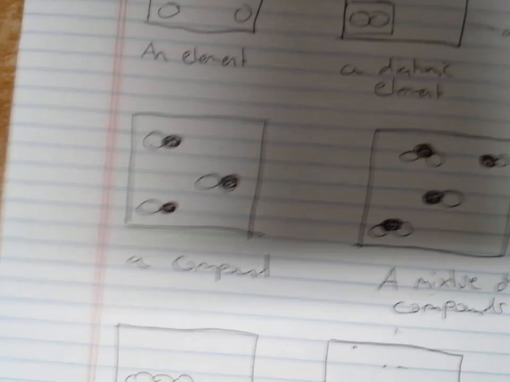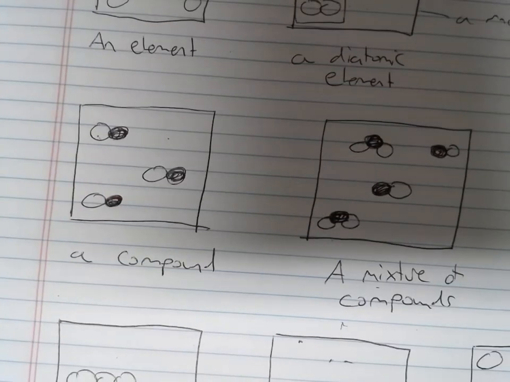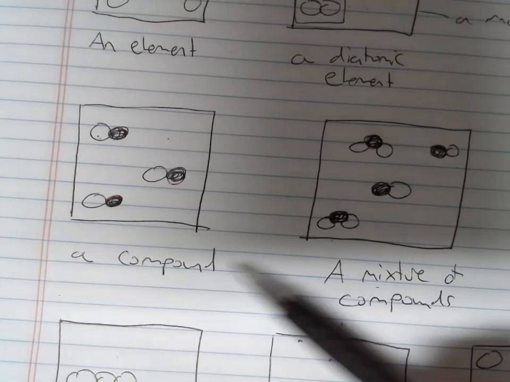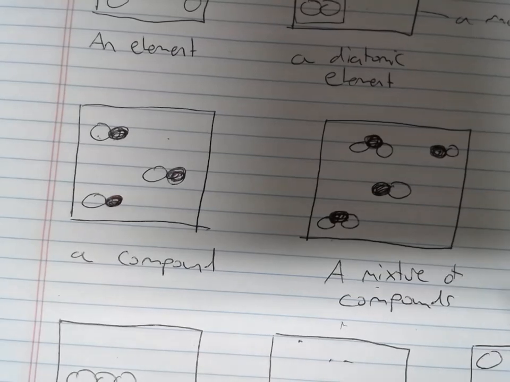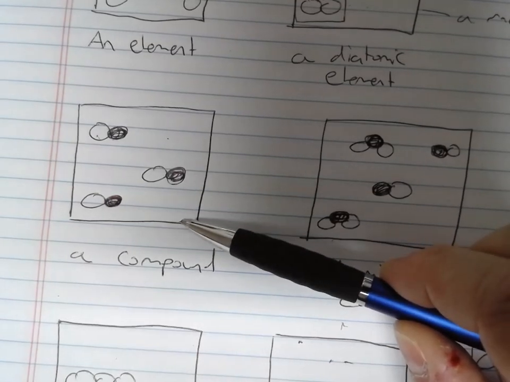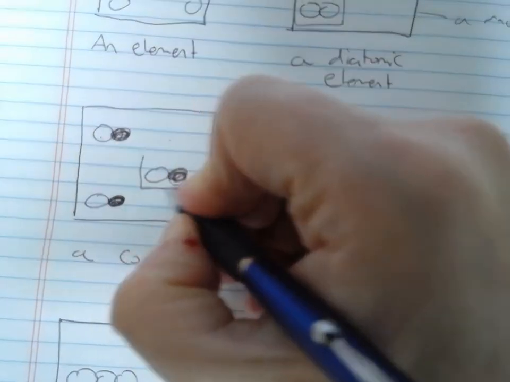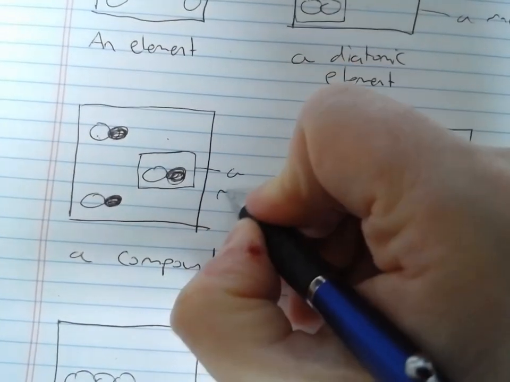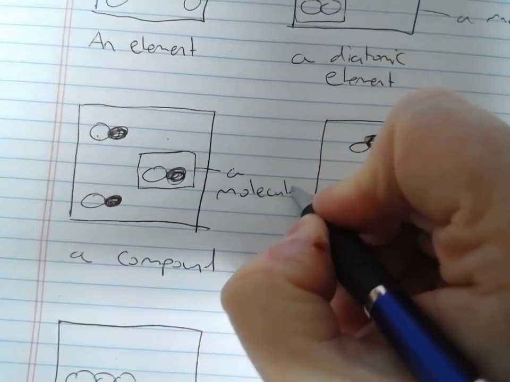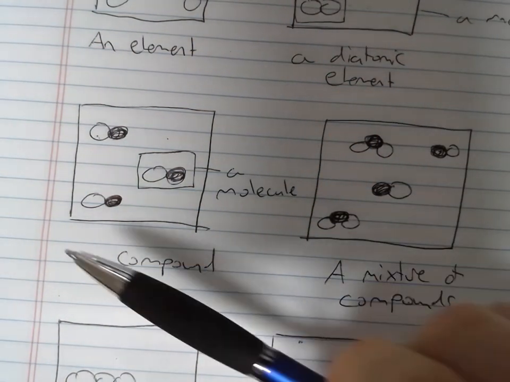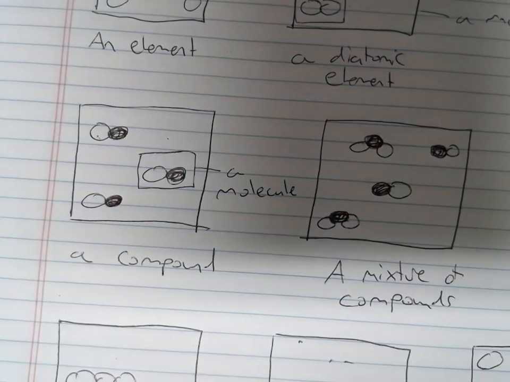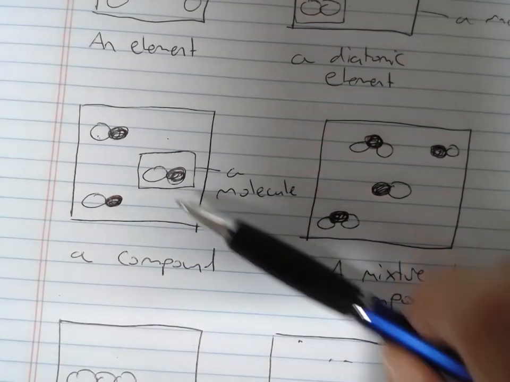Now below, I have an example of a compound and a mixture of compounds. I can tell that this is a compound because now I have 2 different atoms combined. Once again, each one of these represents a molecule. But since I have a bunch of them in the same container, this is a compound. This could be, I don't know, carbon monoxide. This could be some other molecule that has 2 different atoms in it.